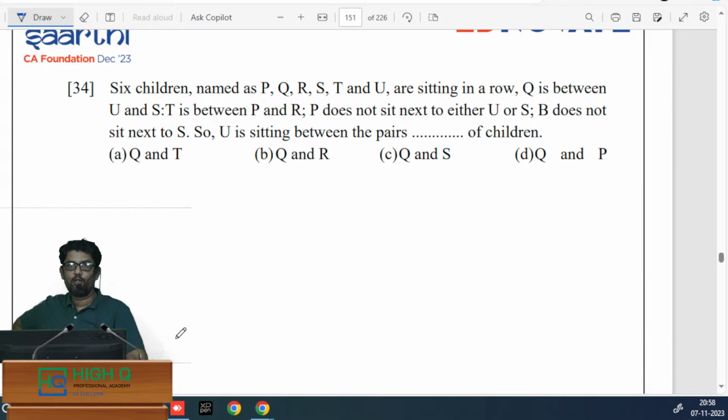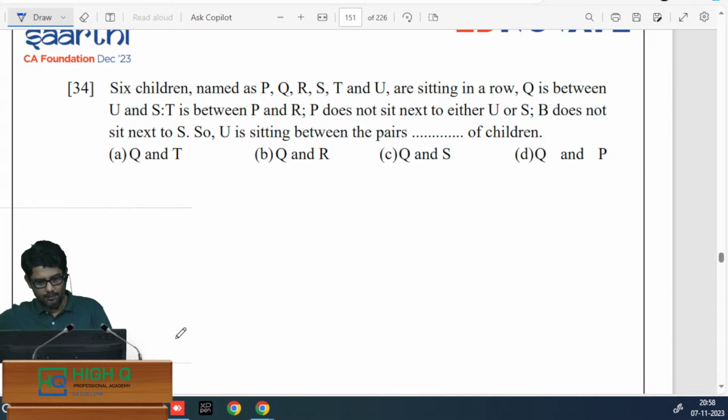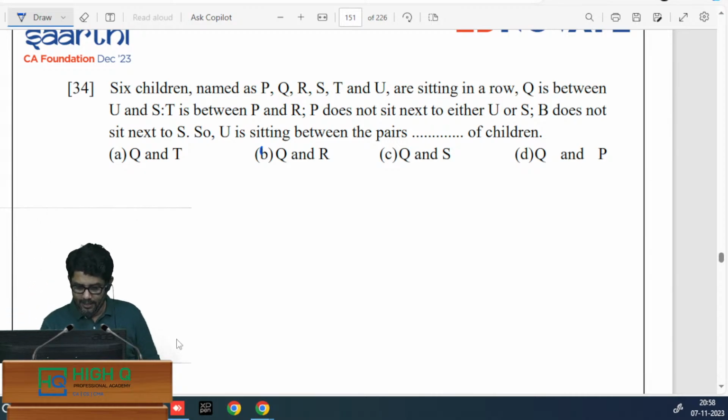See, it is a to-be-photographed question bank, my dear. It is not in the photograph. That is, the arrangement is facing north only. Yes, Q and R is the right answer.